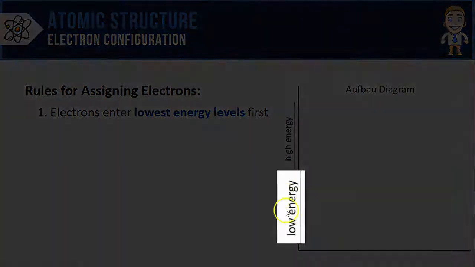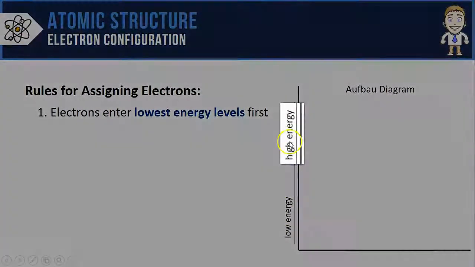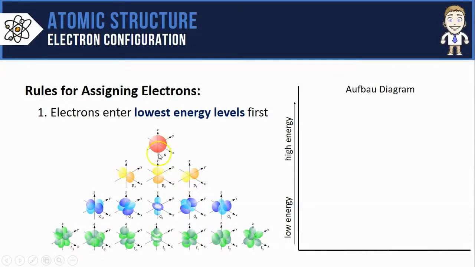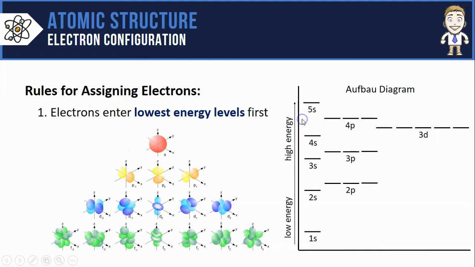It lists the low energy orbitals at the bottom and the high energy orbitals at the top. The nice thing about it is that instead of drawing out all these crazy orbital shapes, it just uses a line. So the 1s orbital is represented here with this line, or the 3d orbitals represented here with these lines.